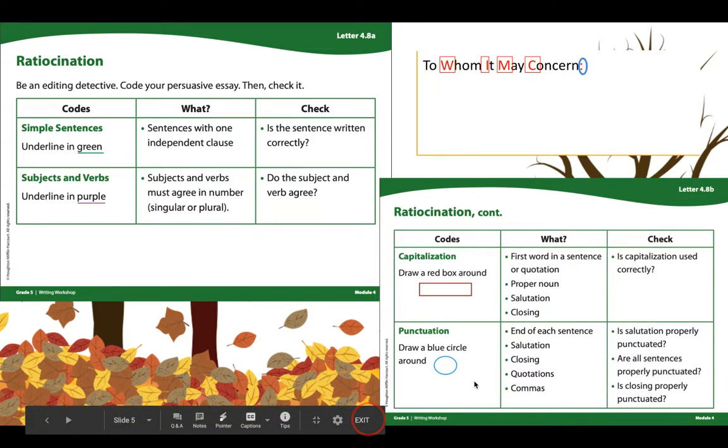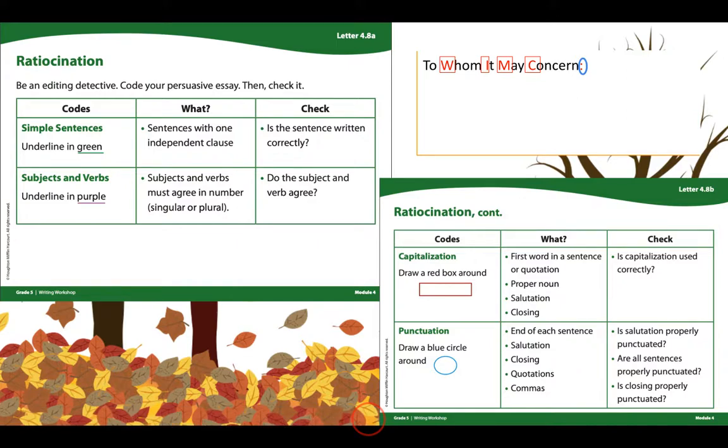And then follow along with these two as well. Draw a red box around your capitalization. Ask yourself this question about your capitalization. Draw a blue circle around all of your punctuation marks. And then ask yourself these three questions. Take the time now to edit your letter. When you have finished, take a picture for your teacher and upload it into Google Classroom.